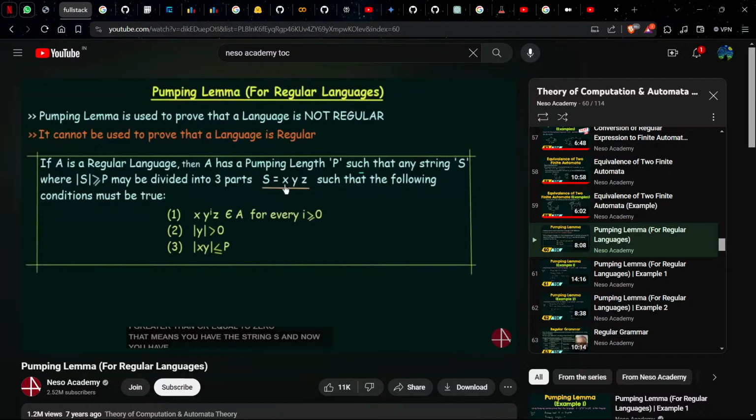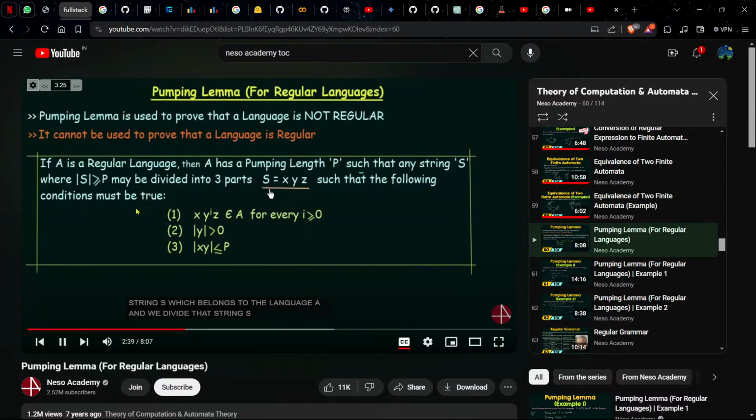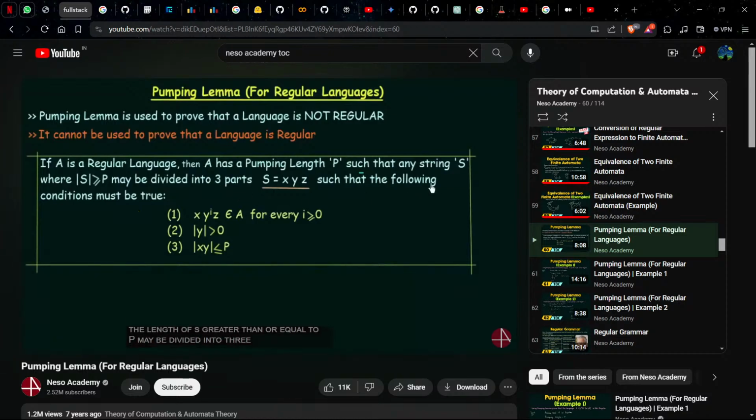That means you have the string S, and now you have it divided into three parts, X, Y, and Z. The pumping lemma says that the language will have a pumping length P such that any string S where the length of S is greater than or equal to P may be divided into three parts. So if you take any string S from the language A where the length of S is greater than or equal to the pumping length, then this string S can be divided into three parts, which are X, Y, and Z.